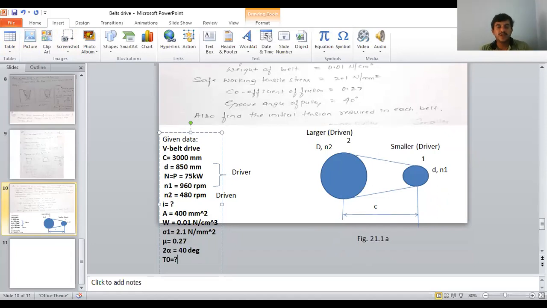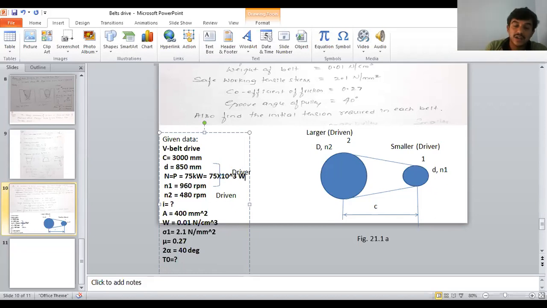Right? Now once you write the given data, then go for unit conversion. What are the unit conversions? Dimension should be in mm, power should be in watt, force should be in newton, speed in rpm. Now dimension C is 3000 mm is given, D also mm. Now power is given 75 kilowatt, convert into watt, 75 into 10 raised to power of 3 watt. N1 960 rpm, N2 480 rpm, then cross sectional area 400 mm square.